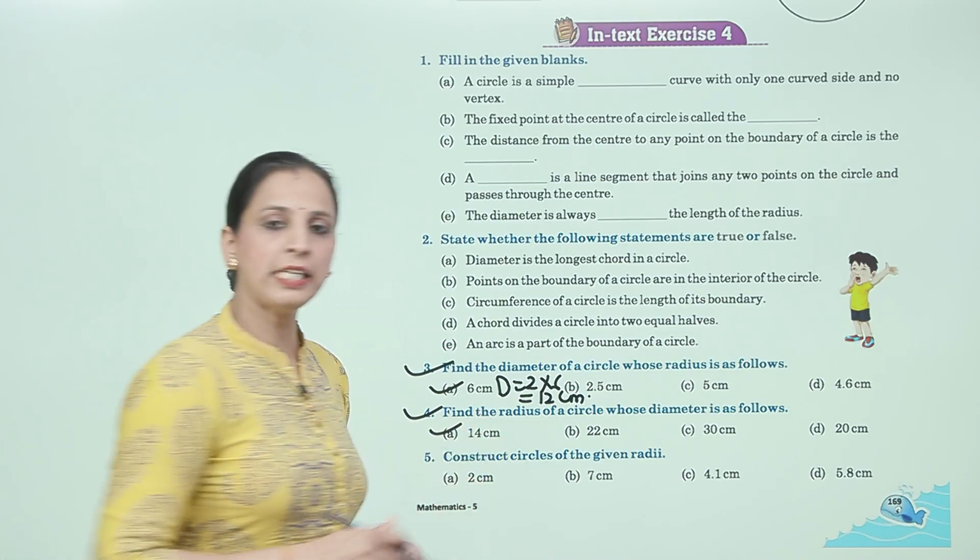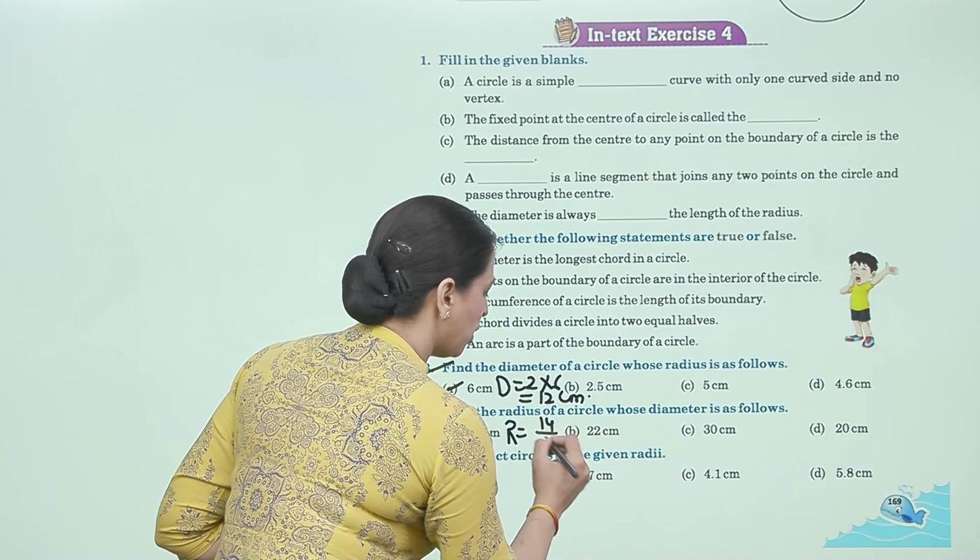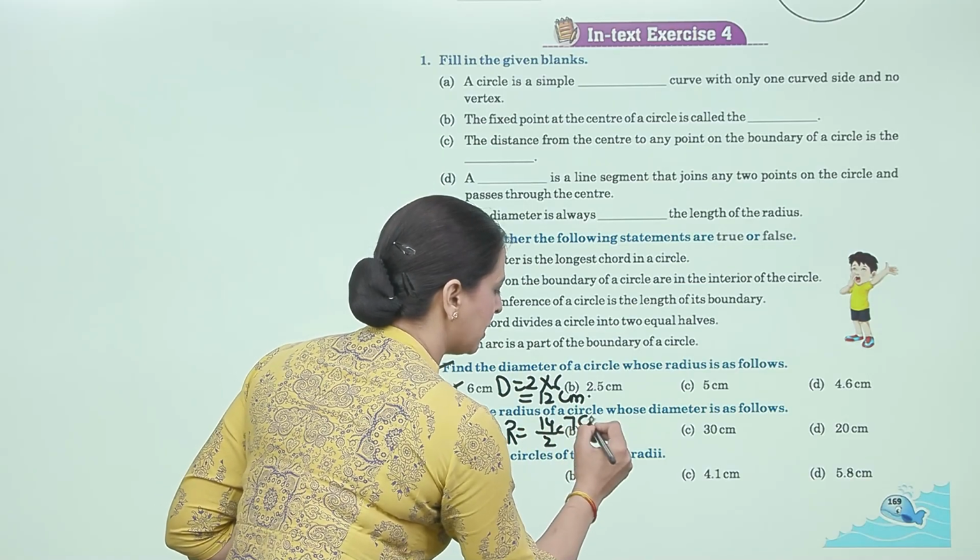A part, 14 centimeter. So radius is 14 divided by 2 is equals to 7 centimeter.